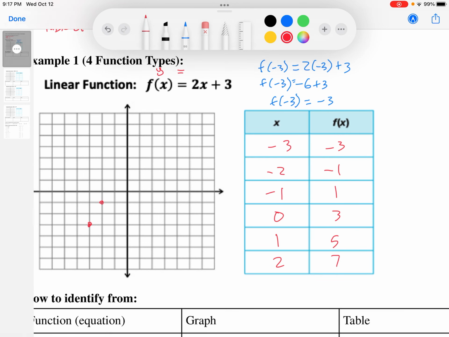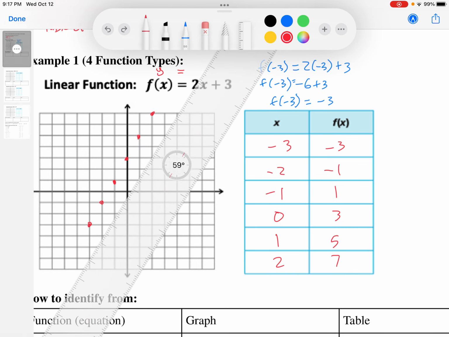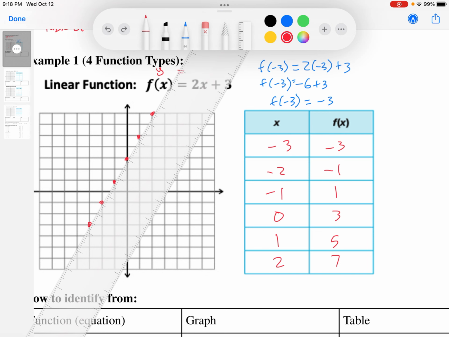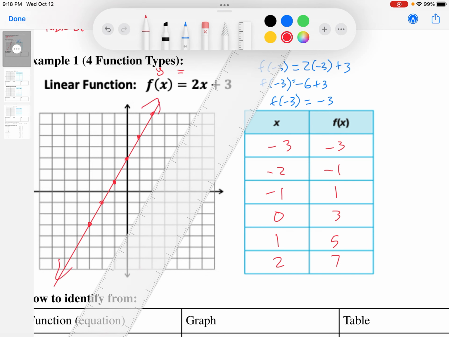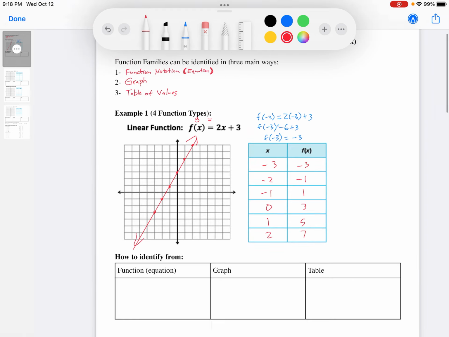And again, pause the video at any time if I'm going too quick. All right, go ahead and connect those points. Actually, I can do better than that. I am going to use a ruler or a straight edge. Cool. All right, so that is a linear function.